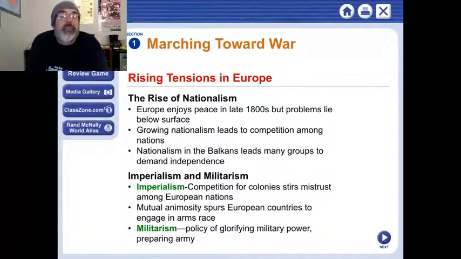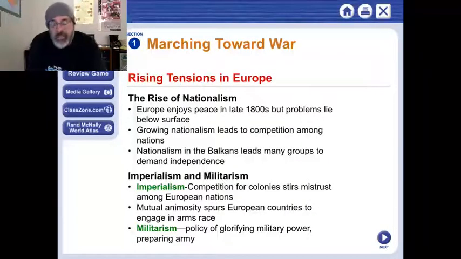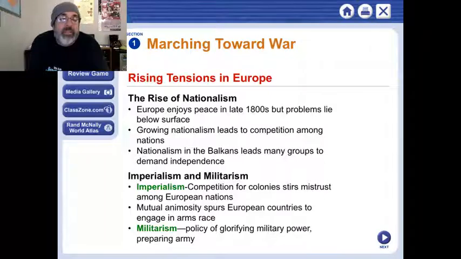So by the time we get to 1900, we've got these European powers. They're all nervous about each other, and they all have really big militaries, in part because they're scared and want to be able to defend themselves. And so one of the things they decide to do when they're scared is they decide they want to make some friends. Okay, and we'll talk about that in just a second.